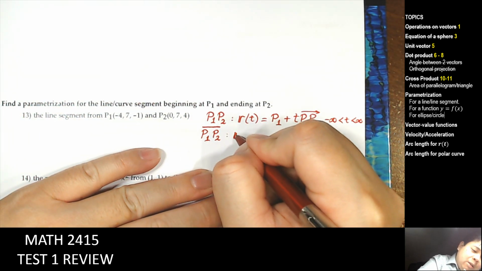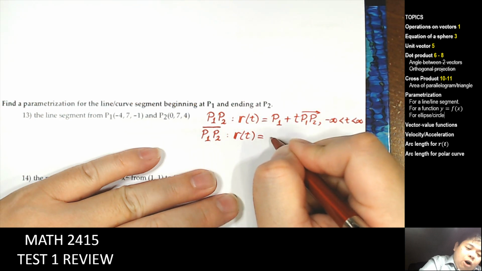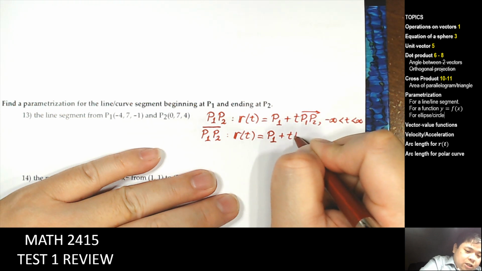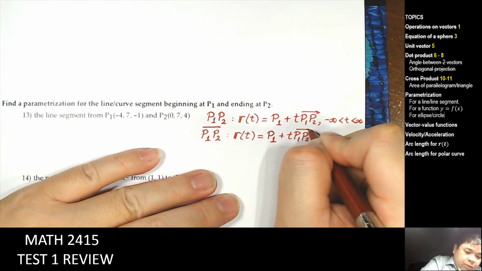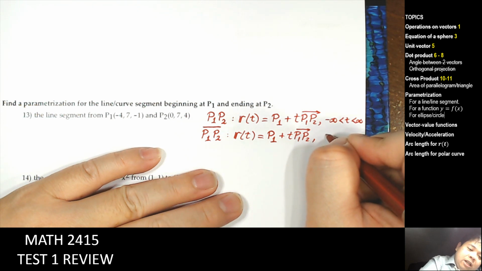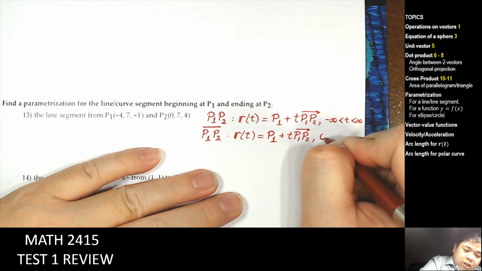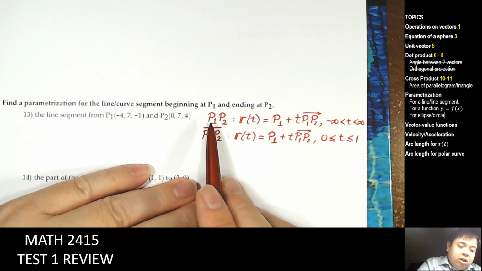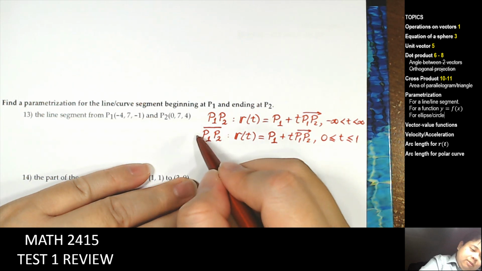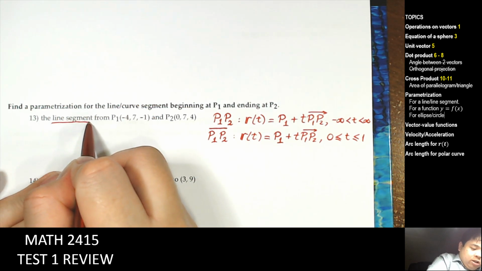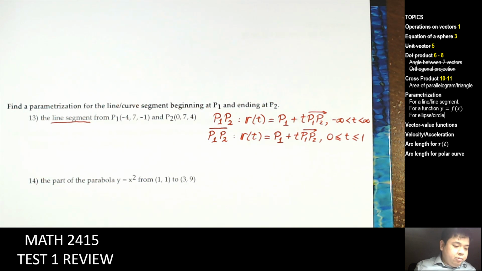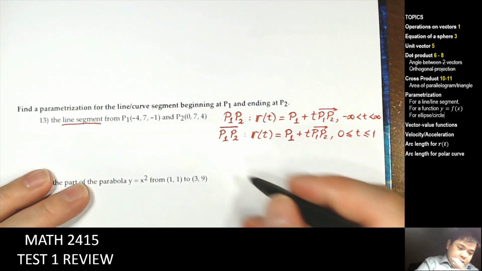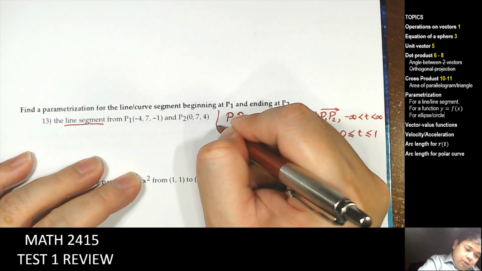So almost the same thing. Of T, we take P1 plus T times P1P2. The only thing different here is T is going to be between 0 and 1. So this is the line segment. This is just a line. In this case, we want the line segment, so we're going to use that. So first, I'll find the vector P1P2.